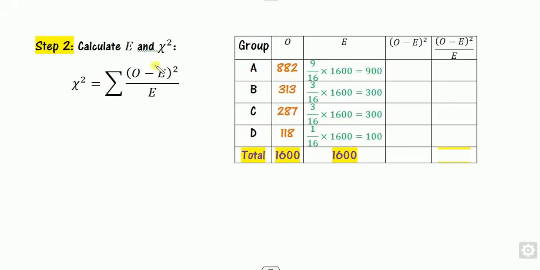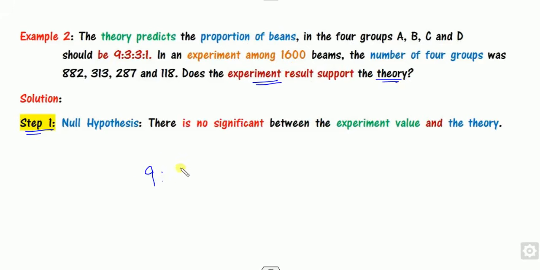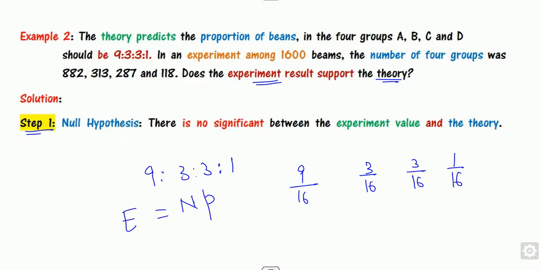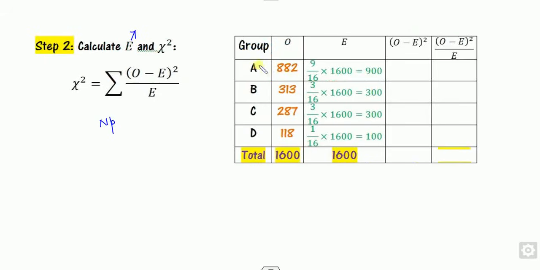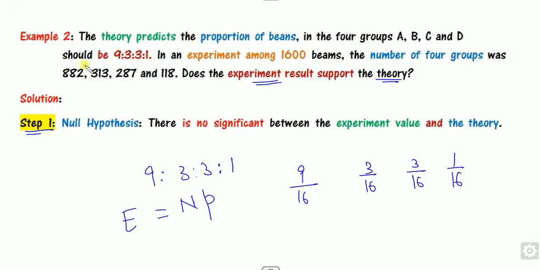Calculate the E. So now look at that, E is my NP, where P is my probability. So probabilities are my 9, 3, 3, 1. What is the probability of the 9? So 9 by total. Probability of the 3, 3 by this. Probability of the next 3. Okay, so now E can be calculated as N multiplied by P. What is N? It is the sum of the groups, 82, 313, which are given to you as this.